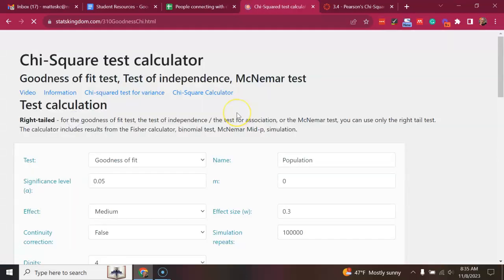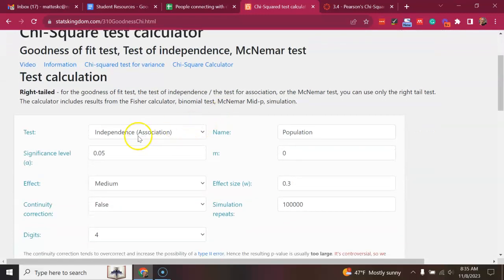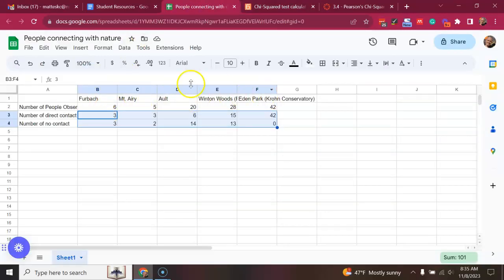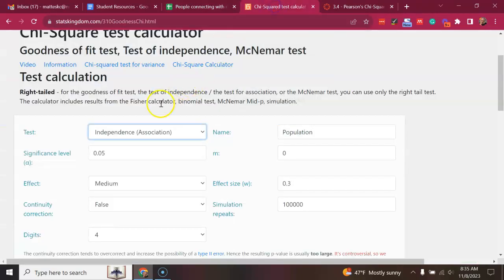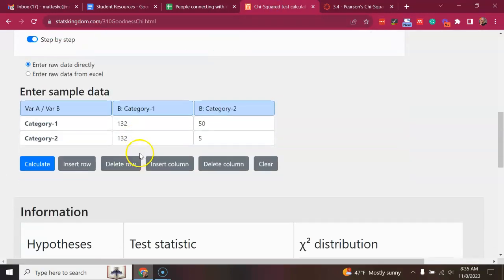So when you go in here, there's options for the specific type of chi-square test, and we're going to go with independence association because we want to know if each of these parks is statistically independent of each other in terms of how people are connecting with nature. So we're going to choose that. We have our significance level. We don't need to change anything else here.